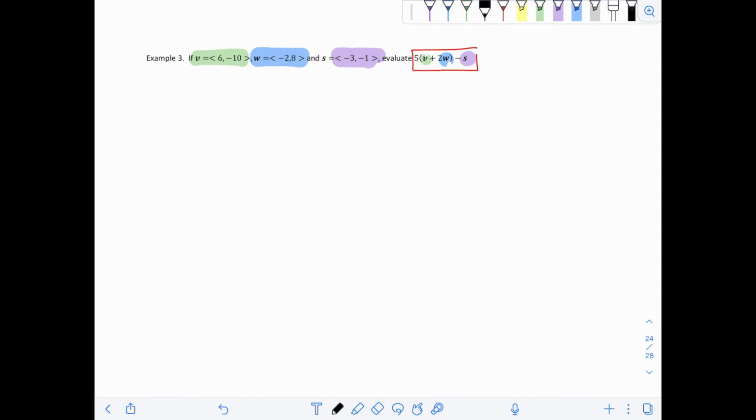And so let me rewrite what we're looking for. So it's 5 times v, which is 6, negative 10, plus 2 times w, which is negative 2, 8, minus s, which is negative 3, negative 1.